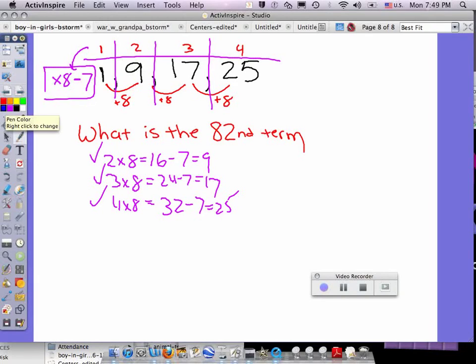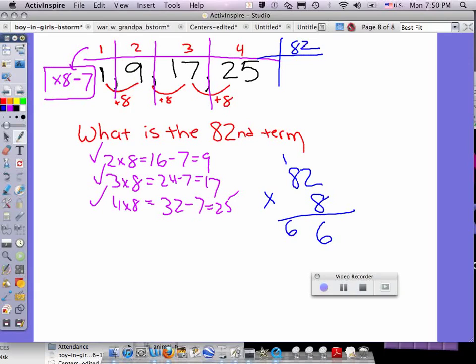So now let's figure out the 82nd term. Well, I would just follow the rule. 82 times 8. 2 times 8 is 16. 8 times 8 is 64. That's 656. Minus 7. Let's make sure I did that right. Times 2 is 16. Times 8 is 64. It's 656. Minus 7 would be 649.